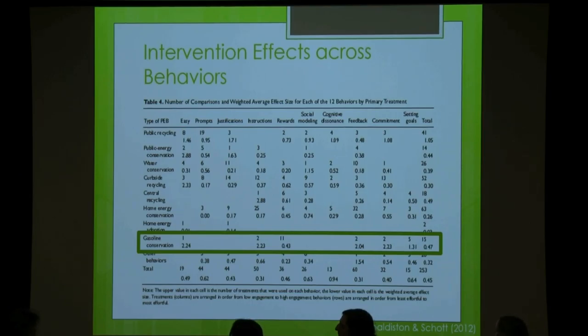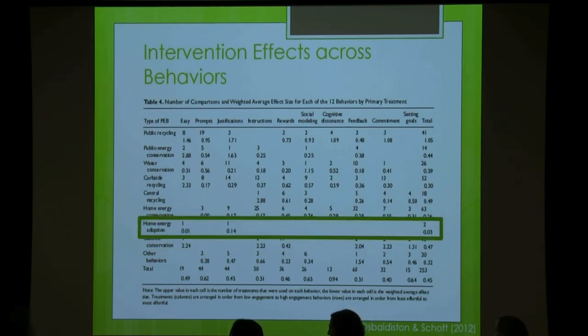And then there's one that I always like to point out in this chart, which is home energy adoption. There are only two entries in this whole row, which is to say that, at this time at least, there were only two experimental studies that tried to get people to adopt energy-efficient appliances, or energy-efficient heating and cooling systems, all those kinds of behaviors that we've been talking about already as maybe being the most effective ones to actually reduce carbon. So a lot of room for growth, at least from a socio-psychological perspective.